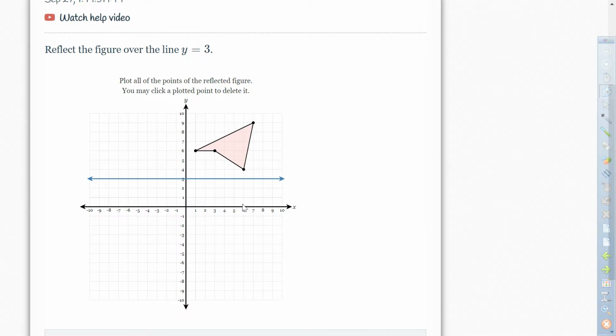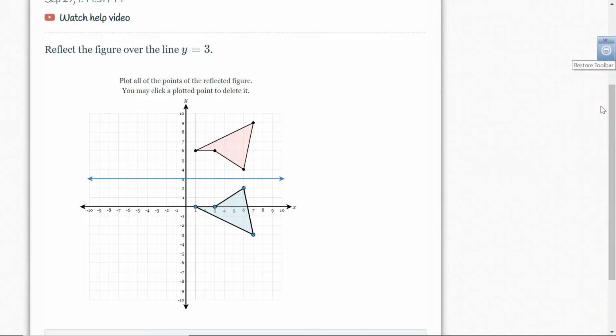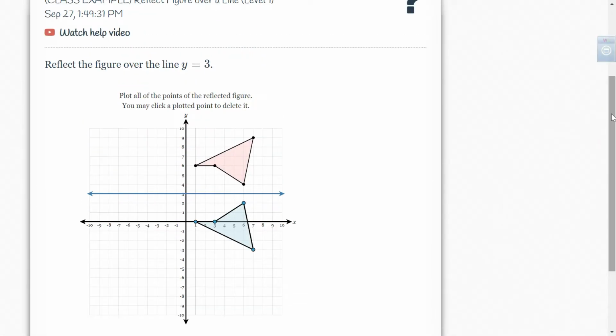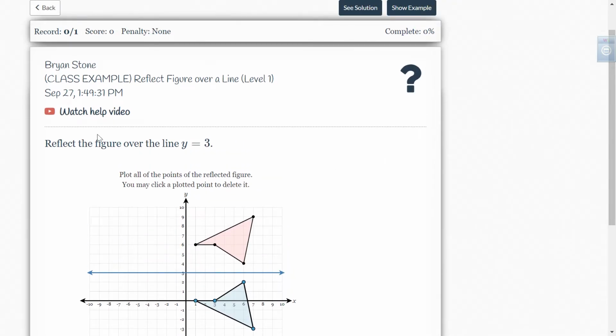So it's just as simple as thinking, okay, if this is 1 above my reflection line, I'm going to reflect 1 below. This one's 3 above, I'm going to reflect 3 below. This one's 3 above, reflect 3 below. This one is 1, 2, 3, 4, 5, 6 above, reflect 1, 2, 3, 4, 5, 6 below. Okay, and that's really all these problems are asking for. So you can go ahead and submit it. Again, pause the video, try out some of those, and we'll keep moving.